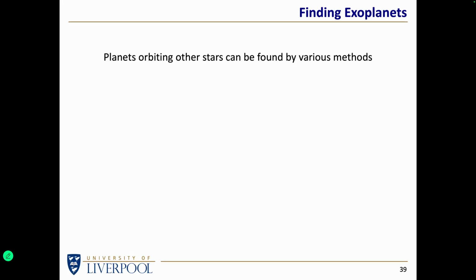So, planets orbiting other stars, we can detect them by various methods. There are 5 methods, of which I'm going to talk about 3. The radial velocity method looks for the fact that stars wobble, because as a planet goes around the star, it tugs on the star, and depending on the mass of the planet, it can make the star wobble as the planet orbits. And that we can see by looking at the spectrum of the star. So that's called the radial velocity method, and we're looking for stars that wobble.